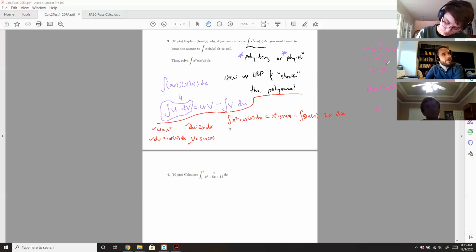And what we end up with is that the original expression would be equal to, we have that -2 that's staying out front. But what we end up with then is going to be u times v, so x times negative cosine, minus the integral of v du.